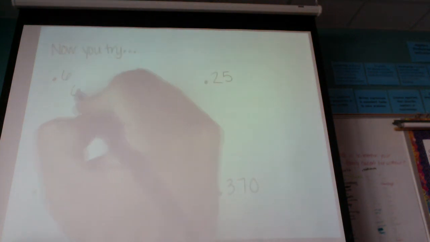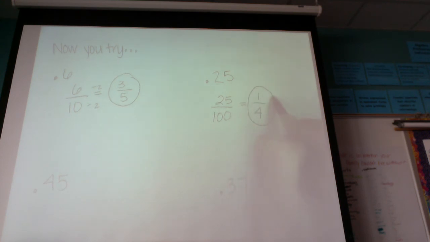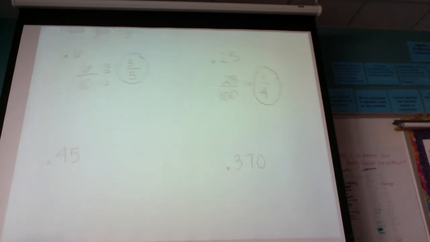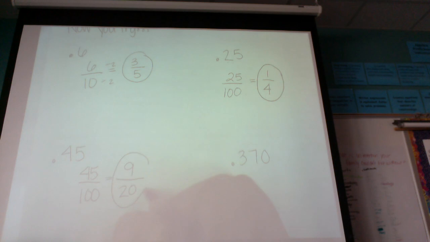You should have written this one as 6 tenths. Which then would be simplified, dividing both by 2, to 3 fifths. Right here, 25 hundredths. Well, I know that 25 goes into 100, so I'm going to divide them both by 25. That's going to be 1/4. Down below here, 45 hundredths. I know I can divide both of those by 5. That's going to be 20 on the bottom, 9 up top. That's as far down as it can go.